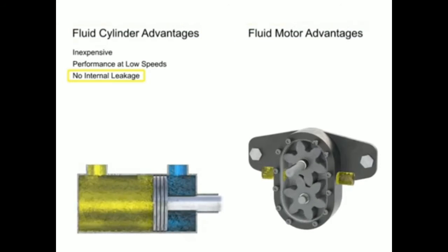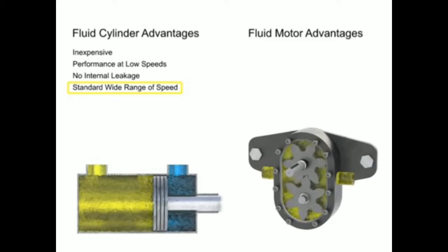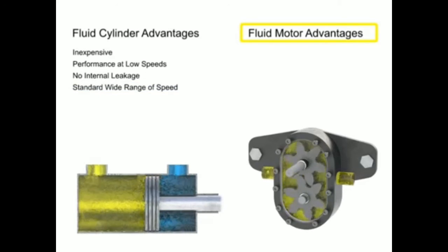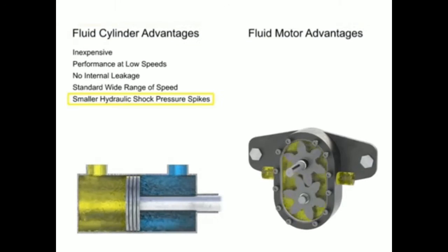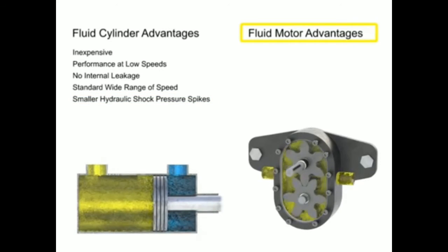A cylinder with leak-tight seals can be operated over a wide range of speed, under changing loads, and with reasonably consistent performance. A fluid motor can only perform similarly if it's designed with precision tolerances to reduce its natural internal leakage, which increases cost. Cylinders also produce smaller pressure spikes, called hydraulic shock, when stopped suddenly. Fluid motors tend to produce a much larger amount of hydraulic shock if stopped suddenly due to the momentum energy contained in their rapidly rotating loads.